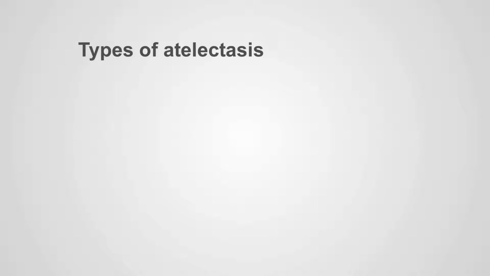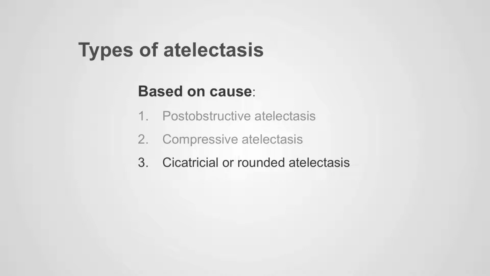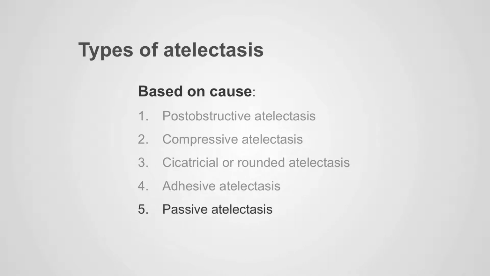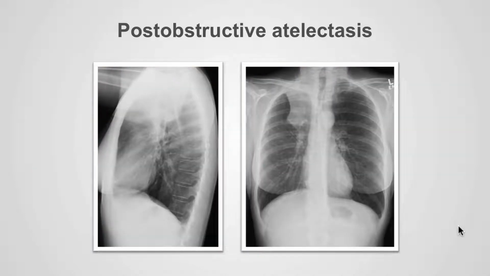There are 5 mechanisms of atelectasis based on cause. 1 is post-obstructive atelectasis, 2 compressive atelectasis, 3 is cicatricial or rounded atelectasis, 4 is adhesive atelectasis, and 5 is passive atelectasis. The most frequent cause of atelectasis is obstruction. The main obstructive causes include mucus plugging, foreign body aspiration, or the presence of a tumor.